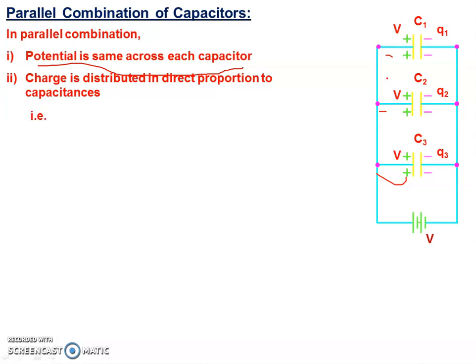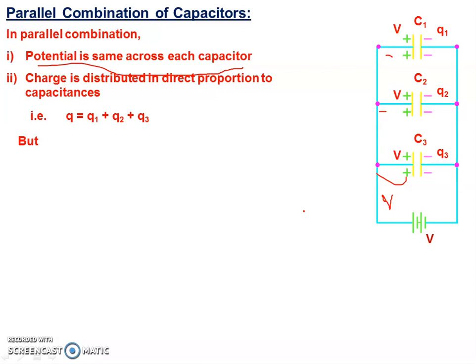Now we have to calculate the formula for C, the net capacitance. In the previous case, V equal to V1 plus V2 plus V3. In this case, Q equal to Q1 plus Q2 plus Q3, right. The charge Q is distributed in three parts. So Q equal to Q1 plus Q2 plus Q3.